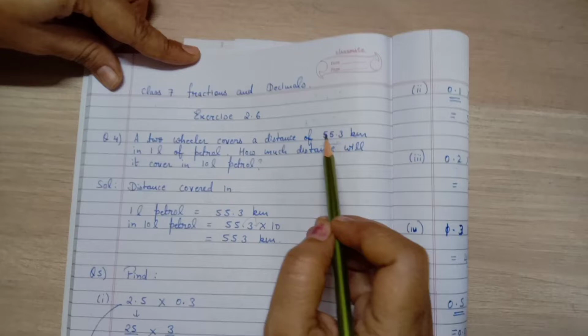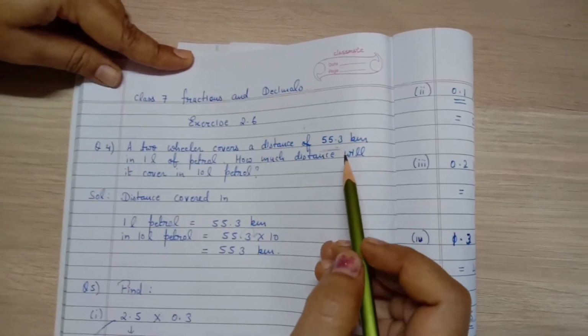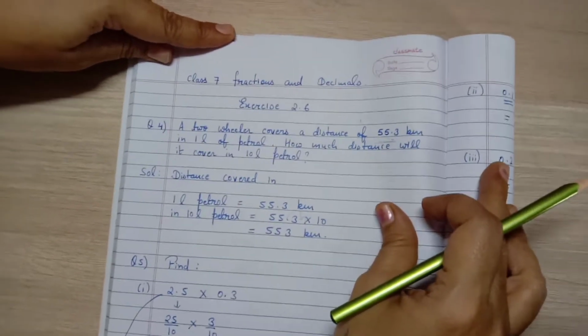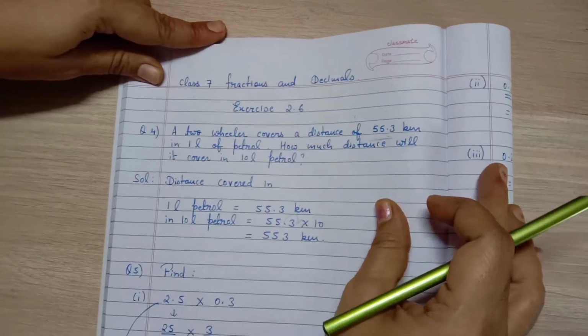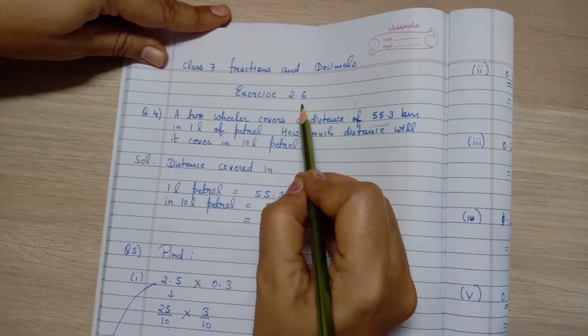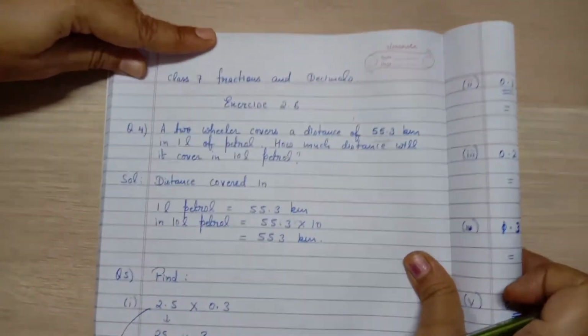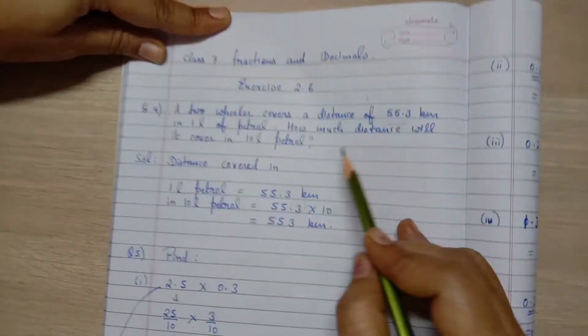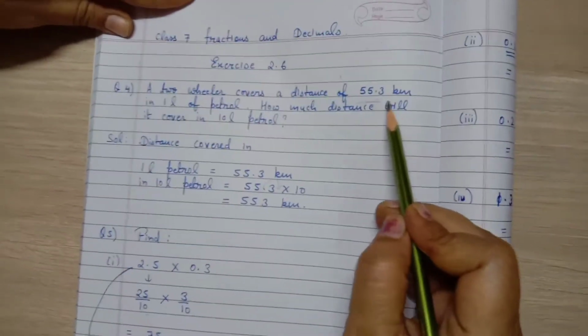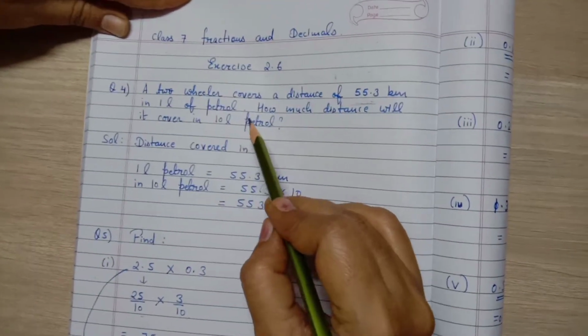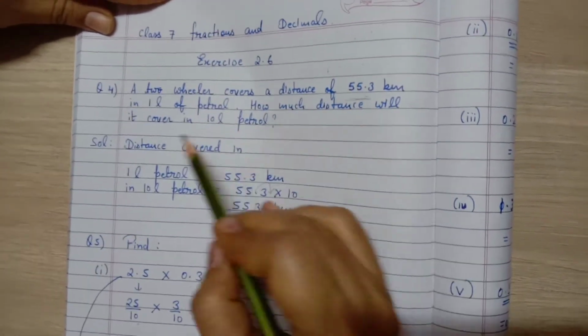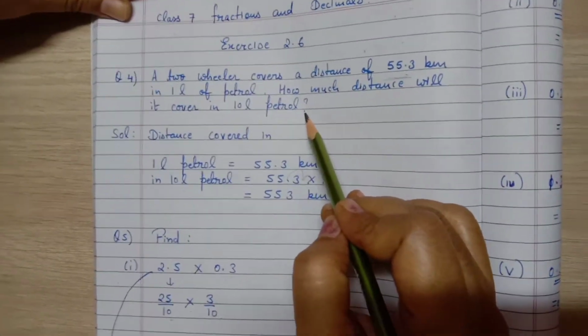Good morning, class. Let us come to another session of chapter 2, that is fractions and decimals, with the continuation of exercise 2.6. Today I am starting with question number 4, which is a word problem. A two-wheeler covers a distance of 55.3 km in 1 liter of petrol. How much distance will it cover in 10 liters of petrol?